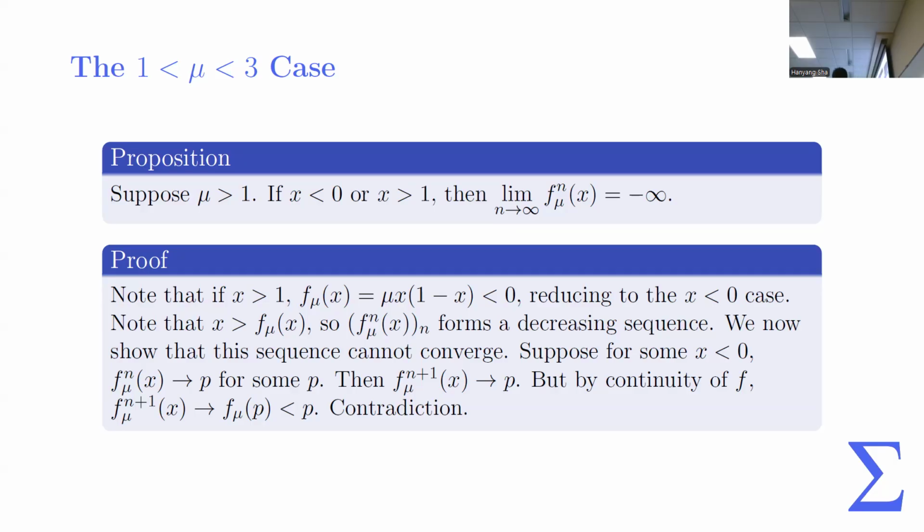Then you can construct another sequence, f^(n+1)(x). Because f^n converges to P, f^(n+1) will also converge to P. But by the continuity of f, we have that f^(n+1)(x) converges to f(P), which is less than P. And this is a contradiction.